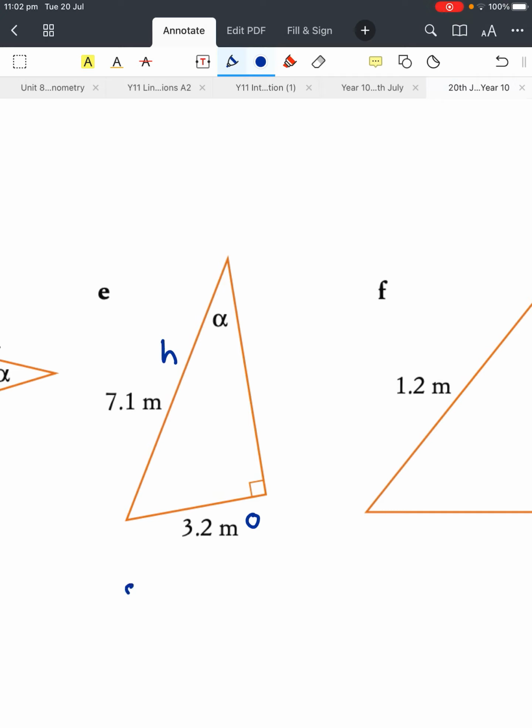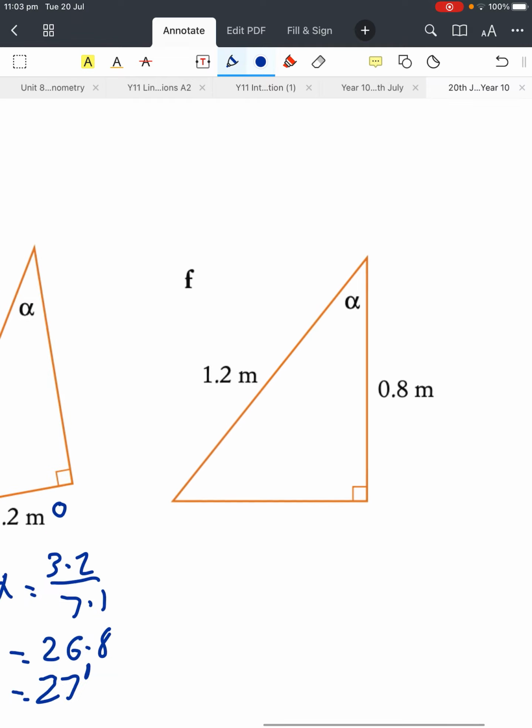Opposite hypotenuse, so that's a sine question, sine alpha, sine of the angle we're trying to find, equals 3.2 over 7.1. Pick up your calculator and press shift, sine, fraction button, 3.2 over 7.1. Close the bracket and we get 26.7 or 26.8. Okay, 26.8, sorry. Equals 27 degrees.